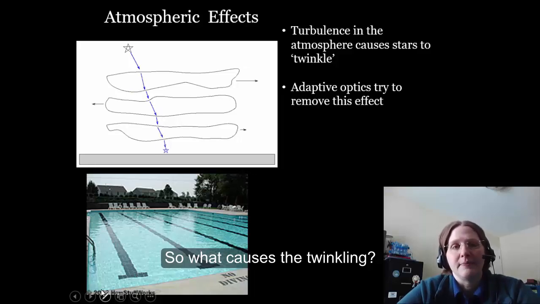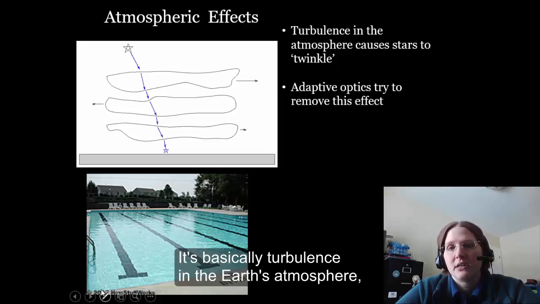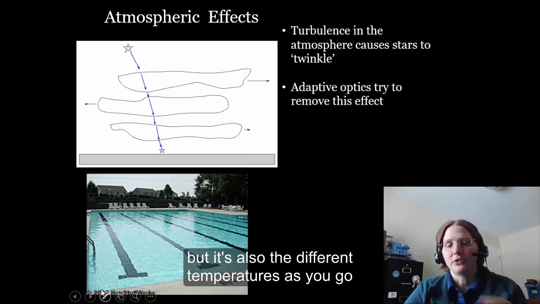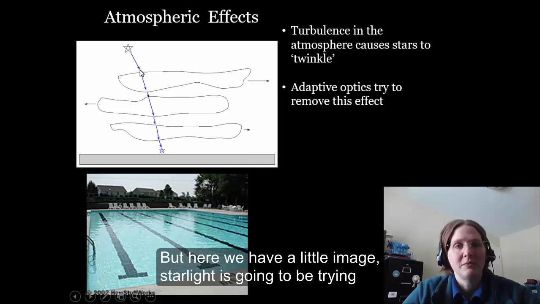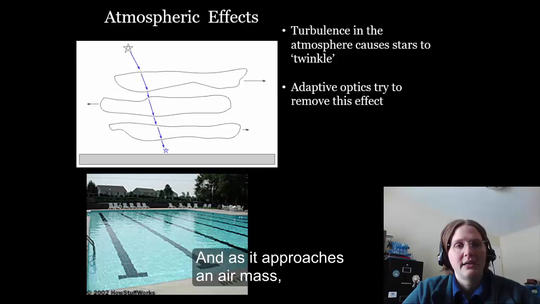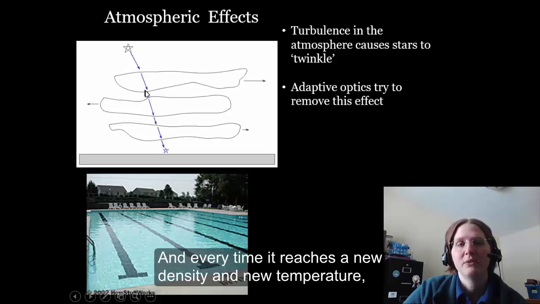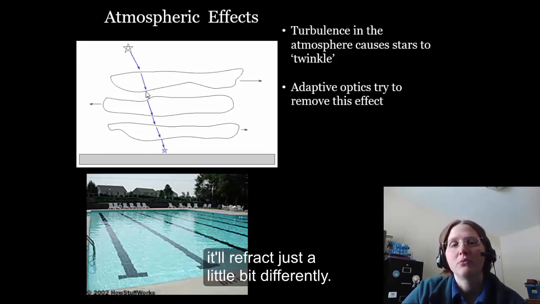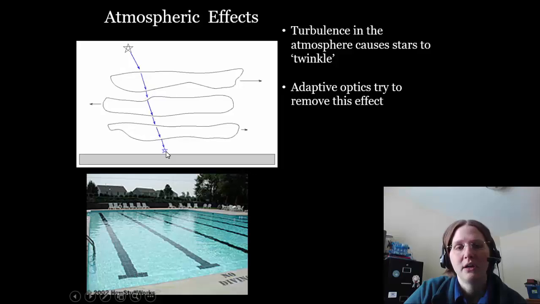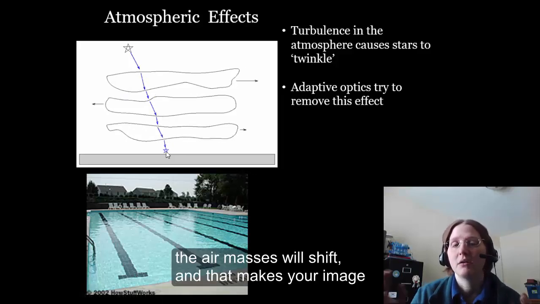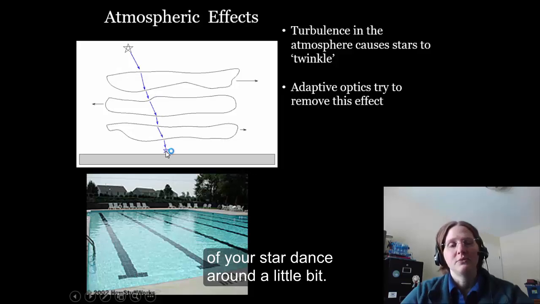So what causes the twinkling? It's basically turbulence in the Earth's atmosphere, but it's also the different temperatures as you go through the different layers of the atmosphere. But here we have a little image. Starlight is going to be trying to come down through the air, and as it approaches an air mass, it will refract a little bit, bend a little bit, and every time it reaches a new density, a new temperature, it'll refract just a little bit differently, and your image of a star will end up somewhere. And give it a second, give it a minute, the air masses will shift, and that makes your image of your star dance around a little bit.